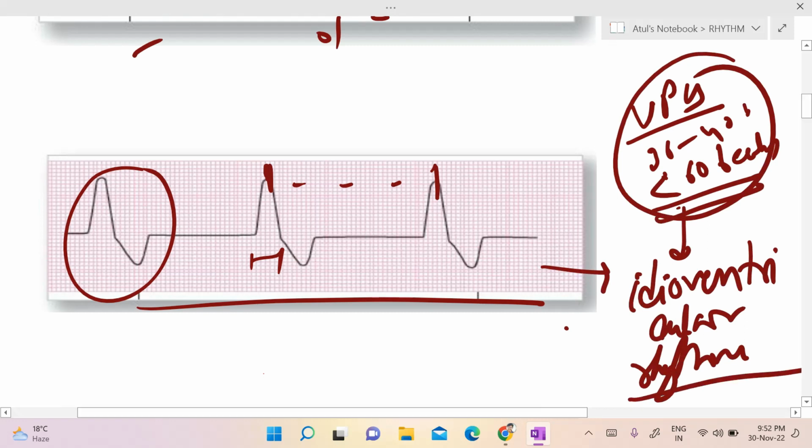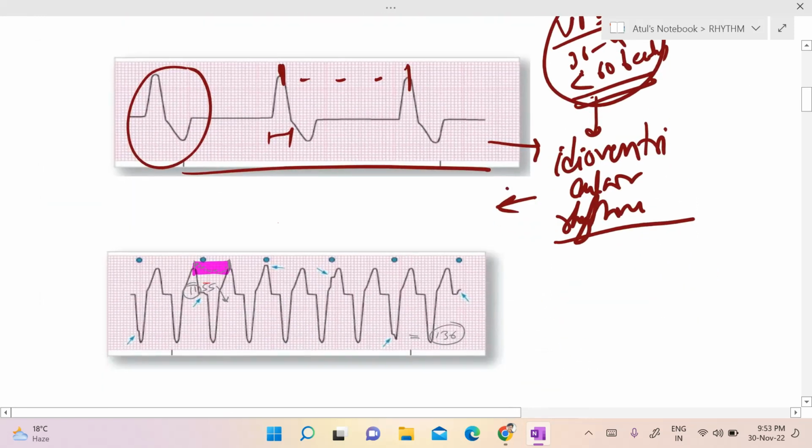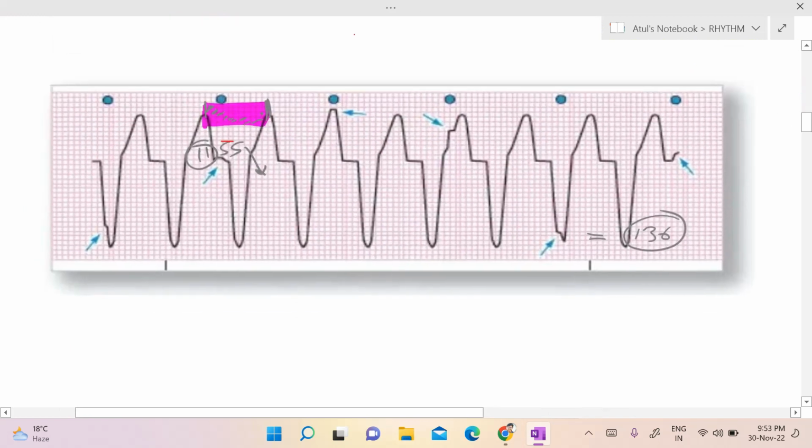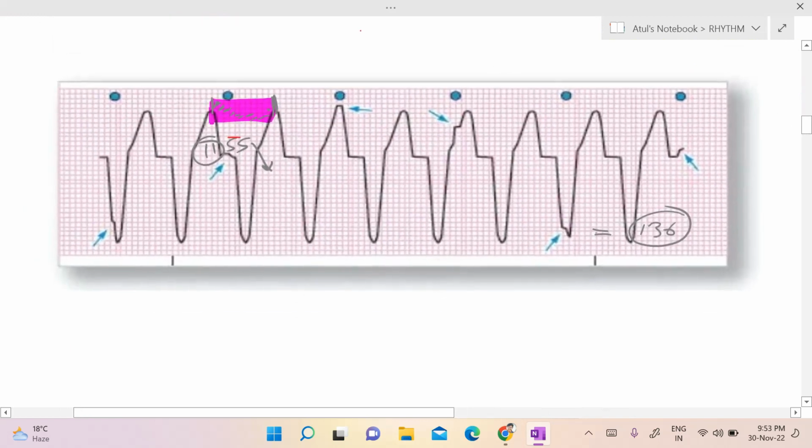Idioventricular rhythm. ये रिदम अपन को कहाँ देखने को मिलती है? This rhythm is seen after perfusion, in myocardial ischemia, after thrombolysis, cardiomyopathy. Next ECG. Now look at this ECG. What can we interpret from this ECG?